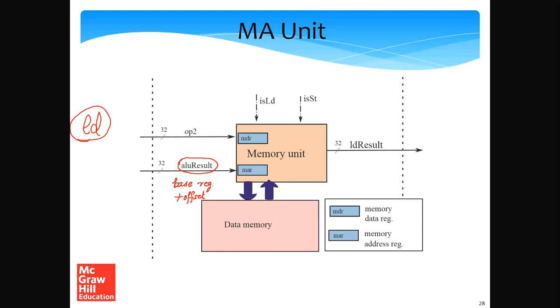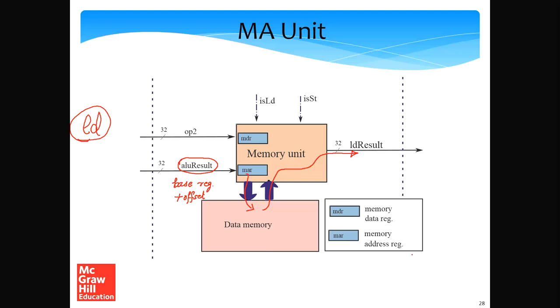Then the address flows to the data memory. The data memory fetches the value and it flows out to the next stage, and this is called the load result. The only input that the memory unit requires in the case of a load is the memory address of the load. This is in the ALU result wire. It flows to data memory and the output comes out.